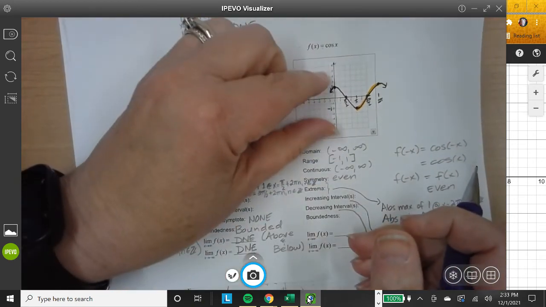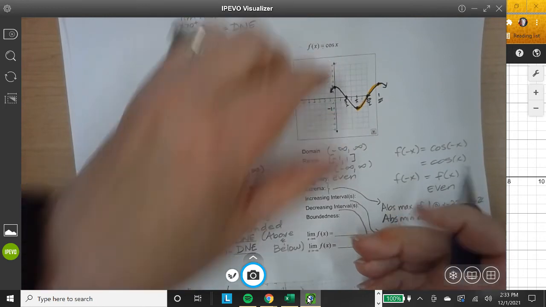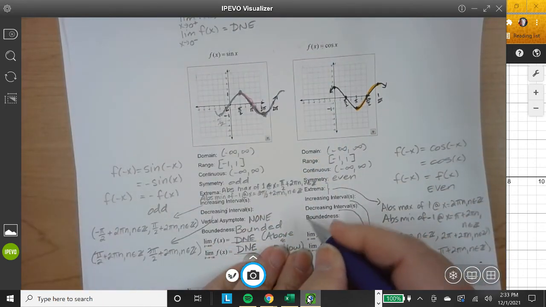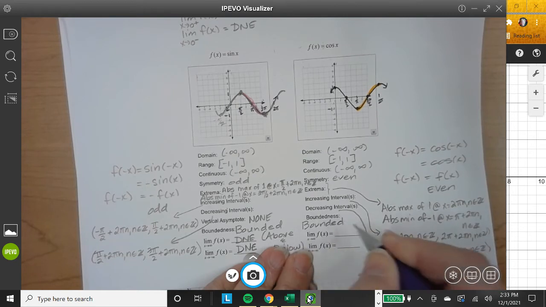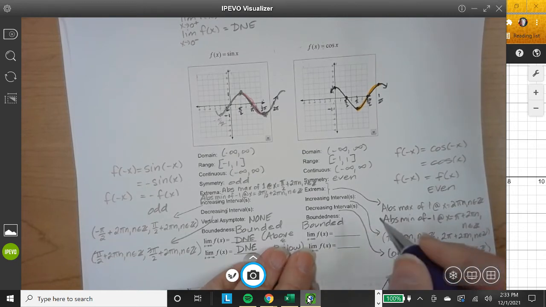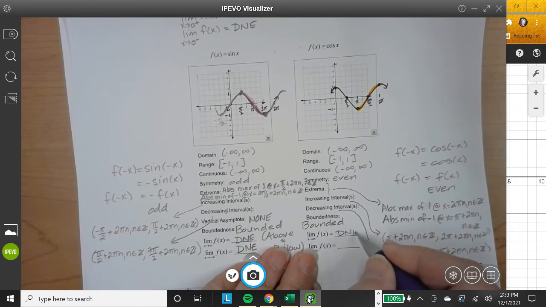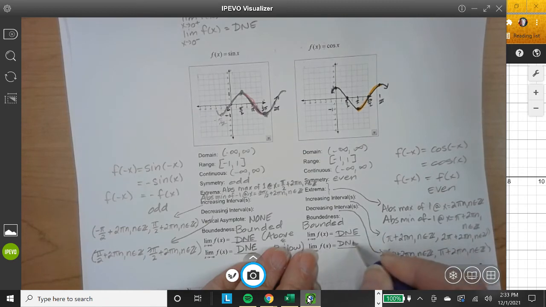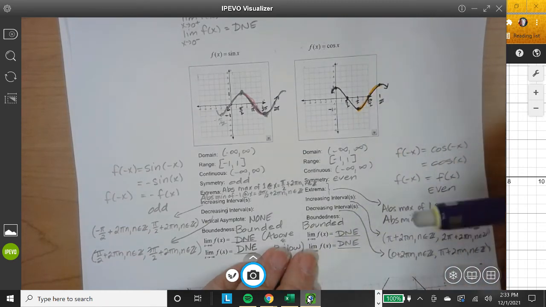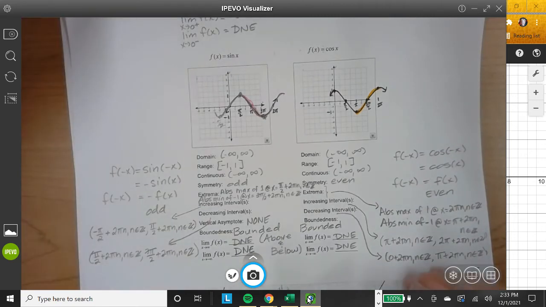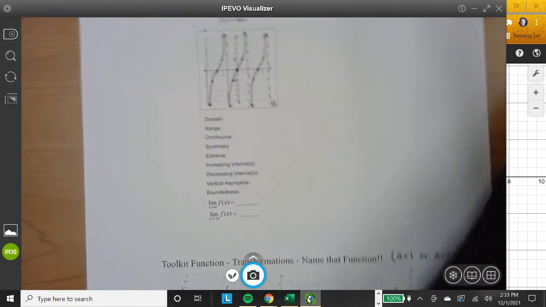Boundedness, like its friend sine next to it, the y's are definitely bounded. So this is bounded from above and below, so from both directions. It also has no end behavior limits because it infinitely oscillates between -1 and 1 and doesn't zoom in on a specific number. All right, moving right along, tangent.